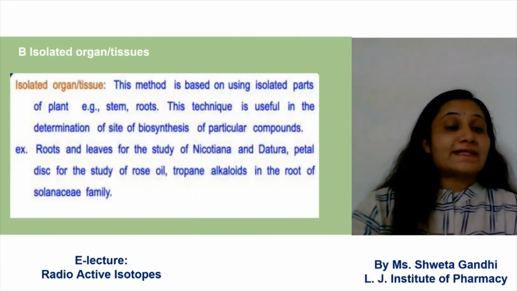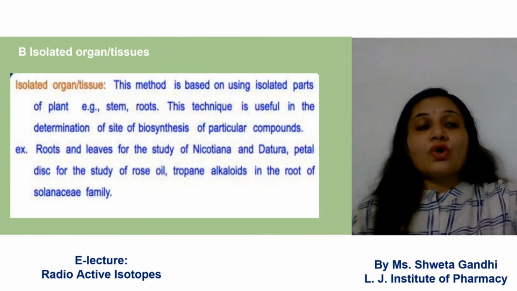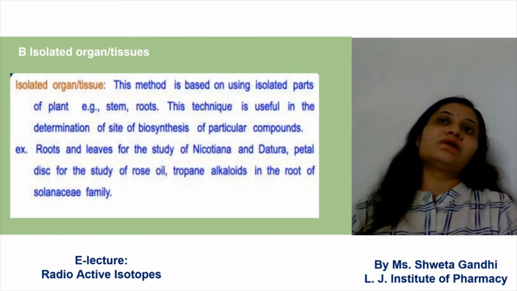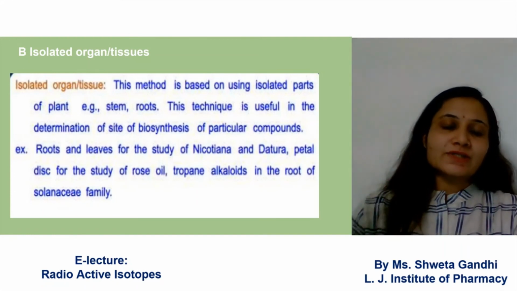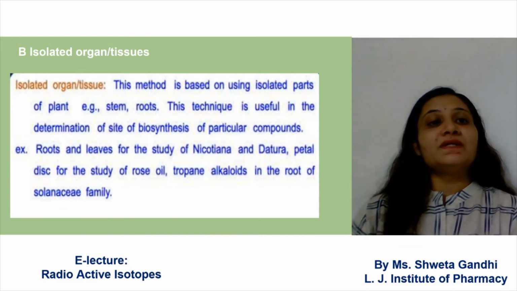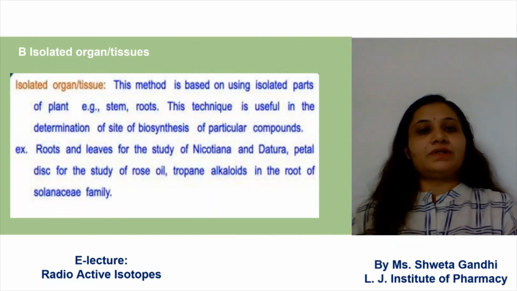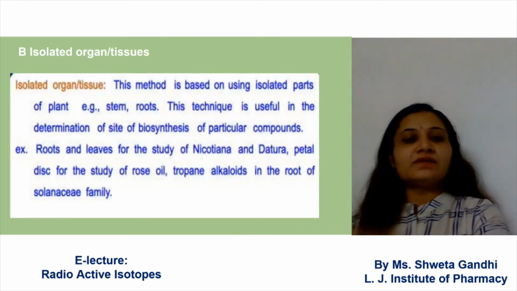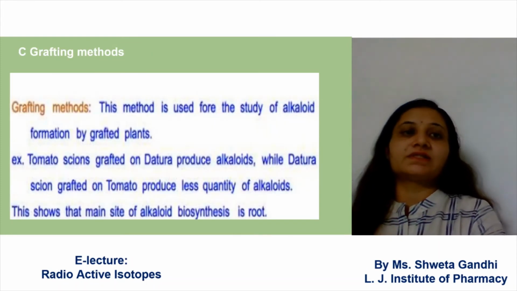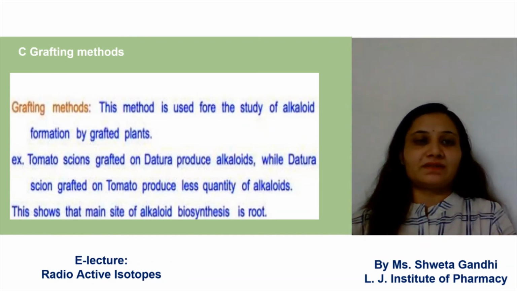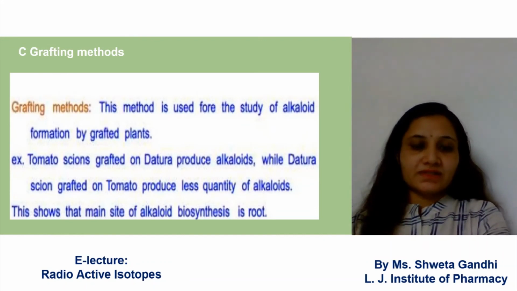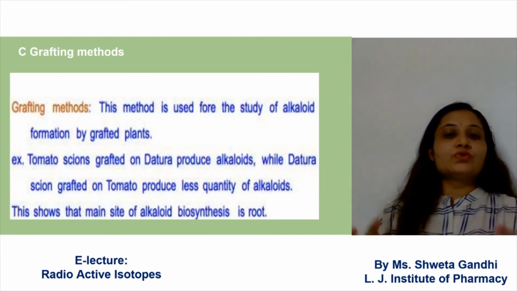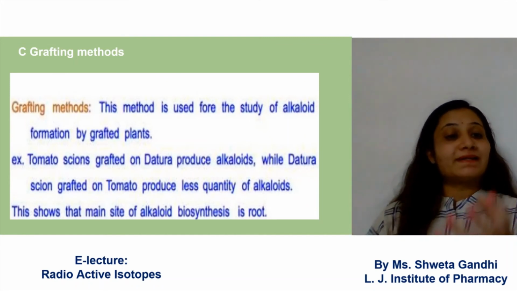Next, method B. All of this comes under radioactive isotopes. Now B is the isolated organ tissue. The method is based on isolating a part of the plant and then identifying the biosynthesis. C, third, is the grafting method, which is used for the study of alkaloids by the grafted plant.